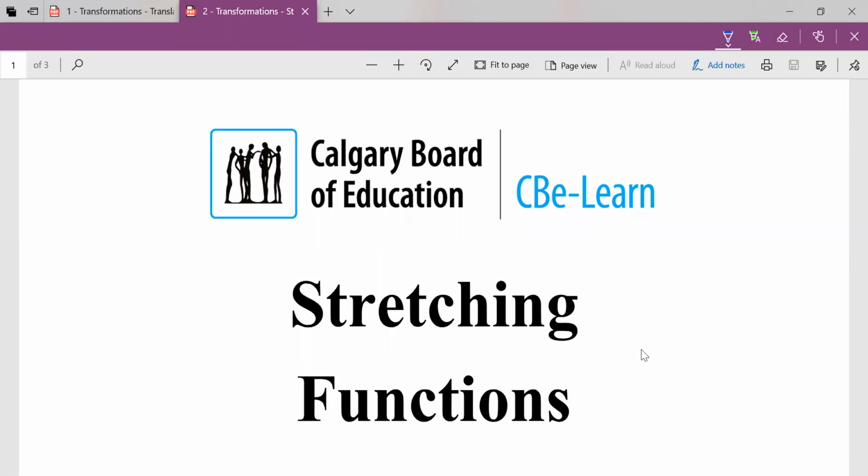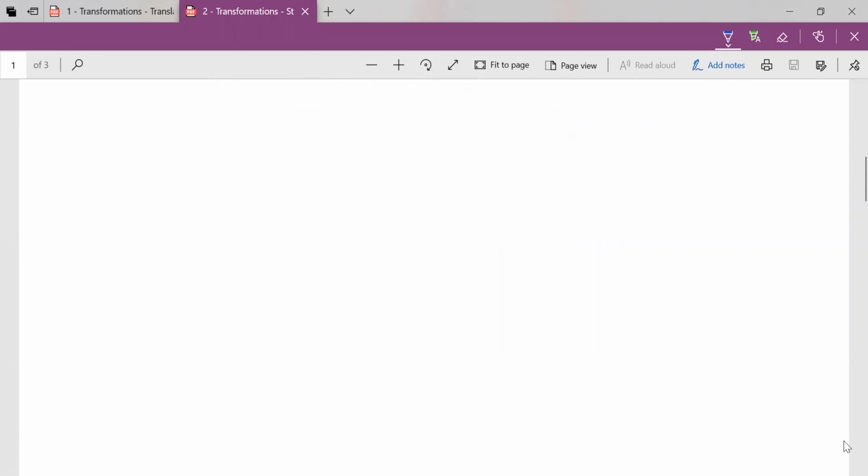Hey, 30-1s. So what we're going to do in this lesson is look at stretching functions. So what that means is, instead of moving the graphs left and right, we're going to start pulling on them up and down and left and right. So we're going to stretch them vertically and stretch them horizontally. Okay, let's see what this means for us.